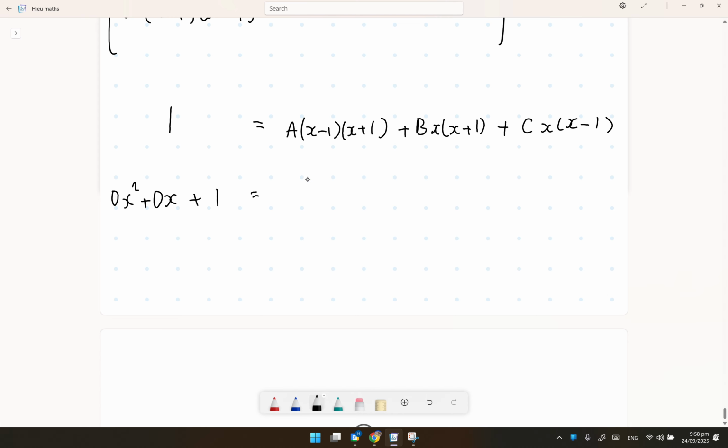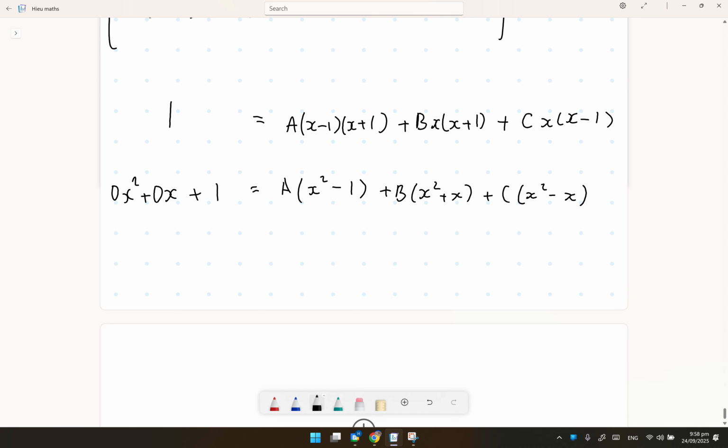So if this is going to be equal to, let's get everything out first. Let's multiply these together. So that's going to be a times x squared, plus, this is actually the difference between two squares, so all we're going to get is x squared minus 1. This is x minus 1 multiplied by x plus 1, difference between two squares, it's x squared minus 1 squared. Plus b, this is going to be b times x squared plus x, and this is plus c. This is going to be c multiplied by x squared minus x.